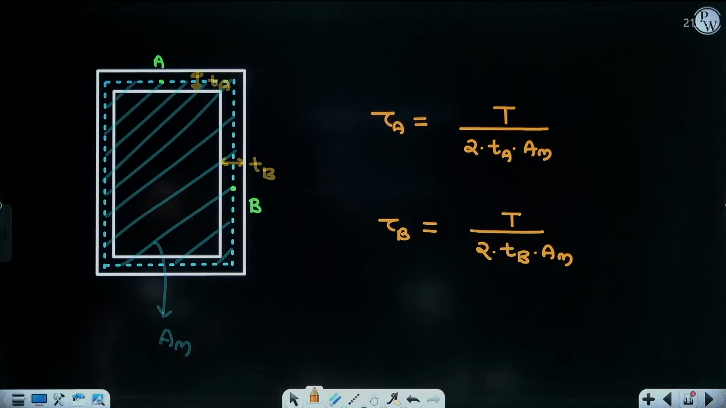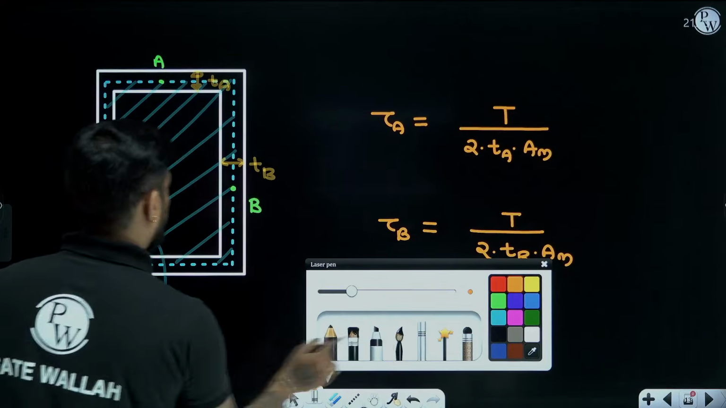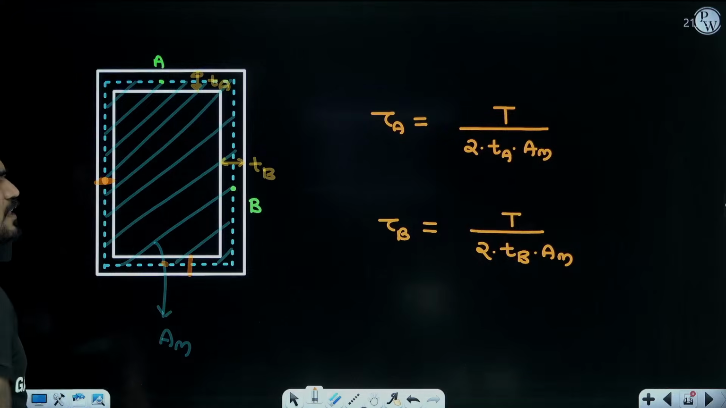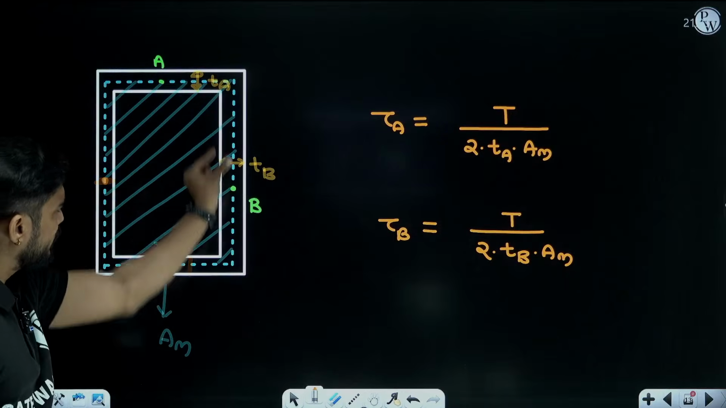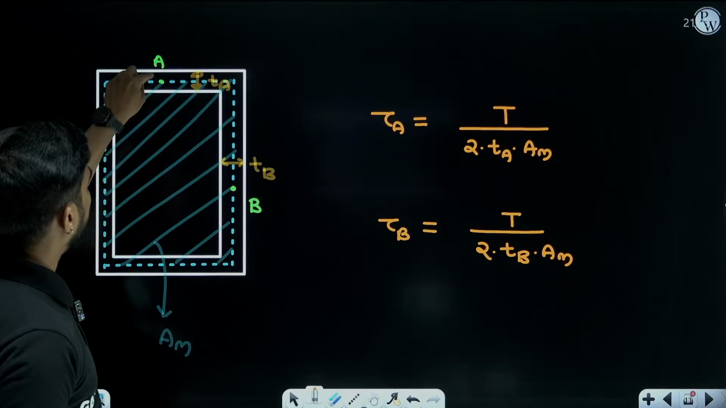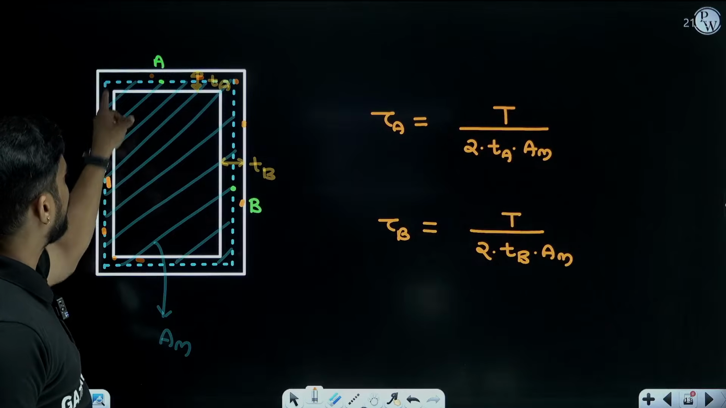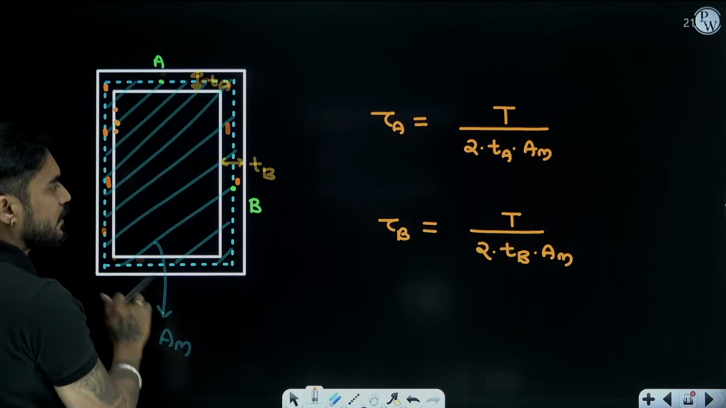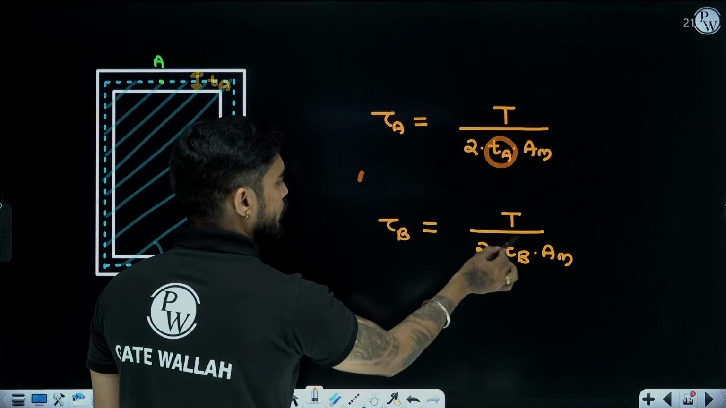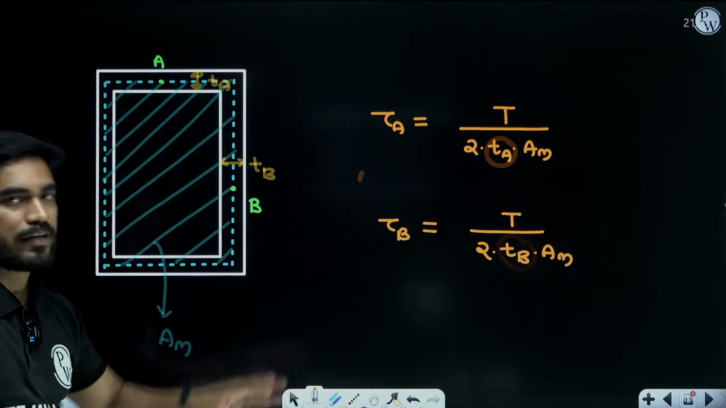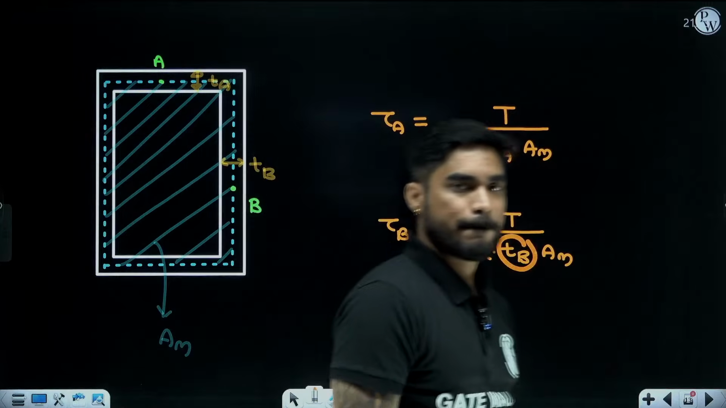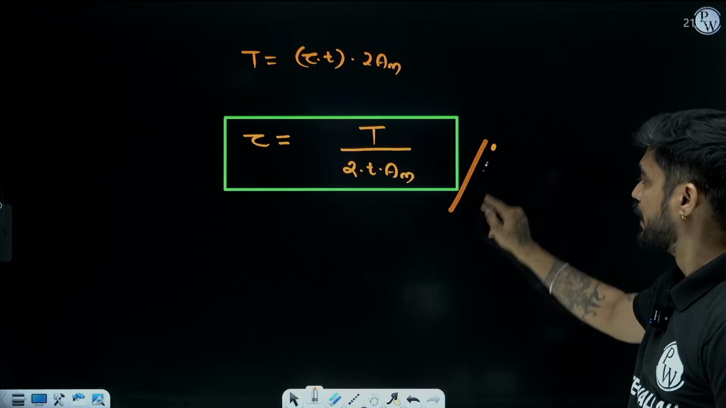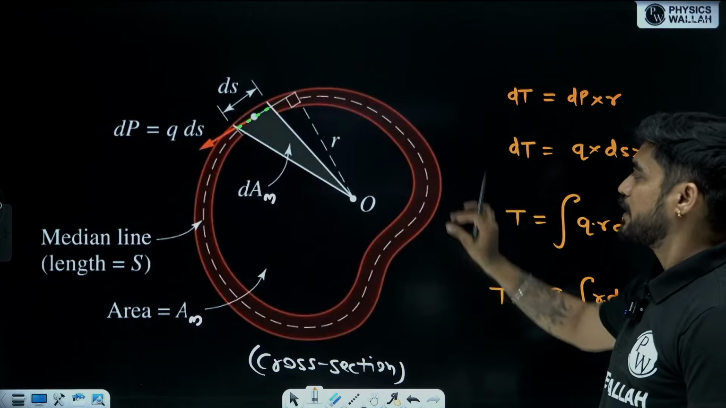Okay. If you want to calculate stress at, let's say, this point, you will put this thickness. If you want to calculate stress at this point, you will put this thickness. If the thickness is constant, then for every point throughout this central line, the stress will be same. But if the thickness is varying, then you will use this equation. Here you will put different thickness and you will get different shear stress. Okay. So this is how you can calculate the shear stress at any point in this member.